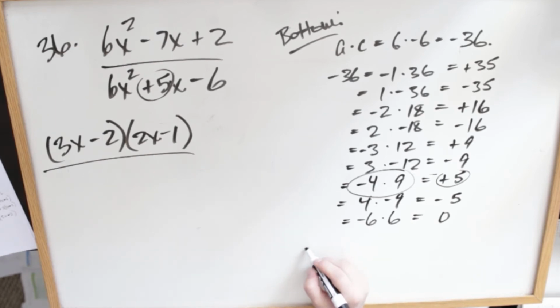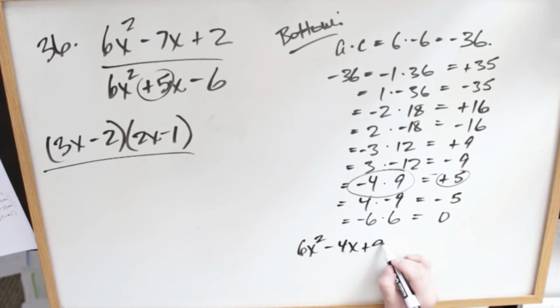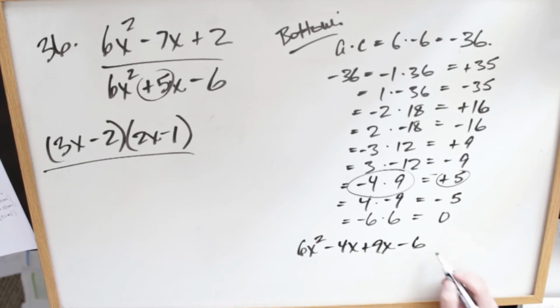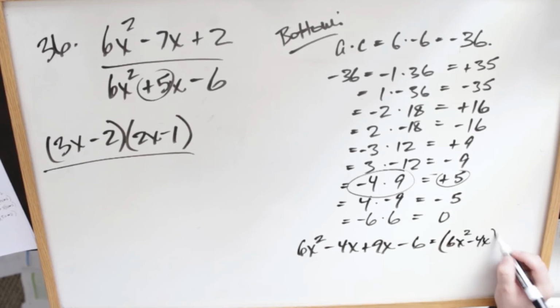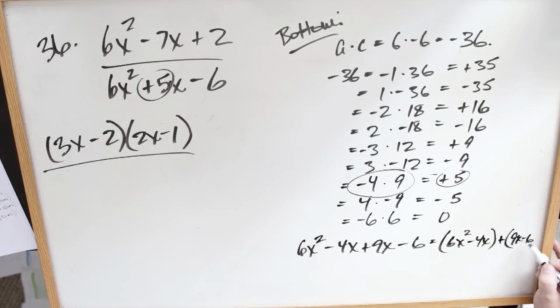So we've got 6x squared minus 4x plus 9x minus 6. Okay, so we put the brackets around everything. 6x squared minus 4x plus 9x minus 6. Sorry, my sizing is getting a little crazy there. Just zoom in really tight.